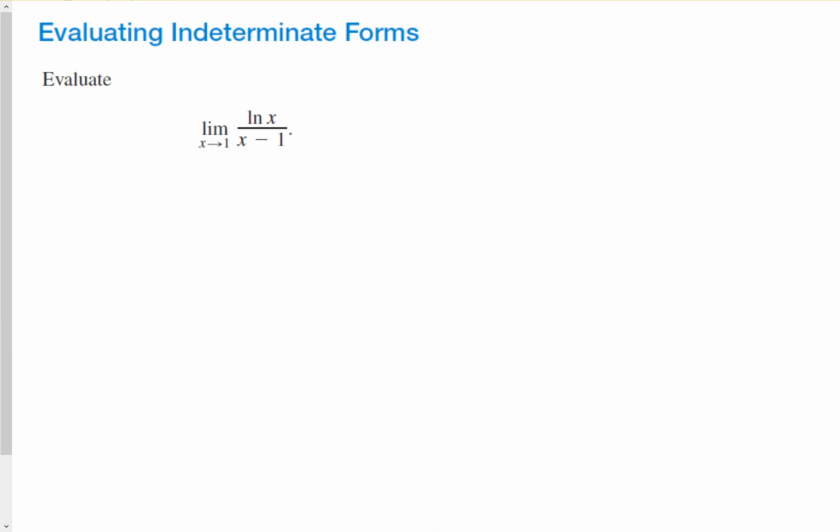Evaluating indeterminate forms. We could use Taylor series to evaluate some forms that are indeterminate.